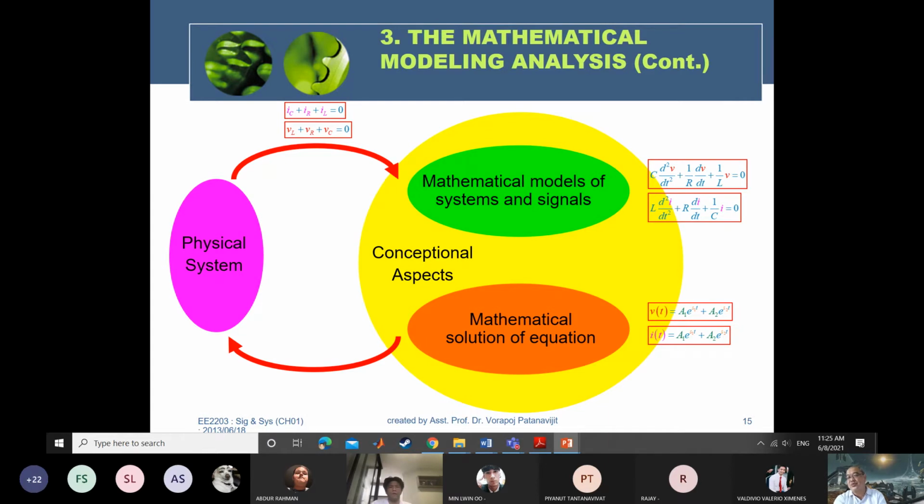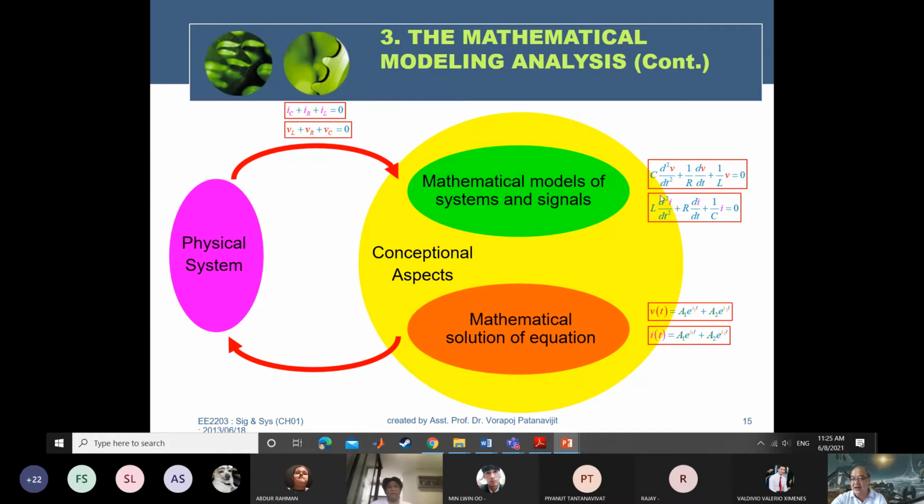VL plus VR plus VC equals 0. You can write VL in terms of IL, VR in terms of I, and VC in terms of I, as shown in the second equation here.